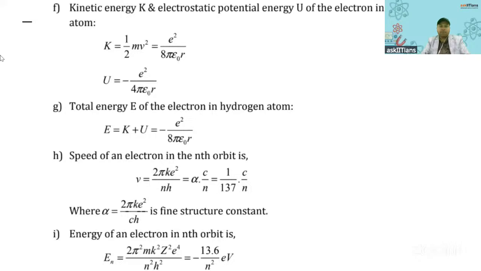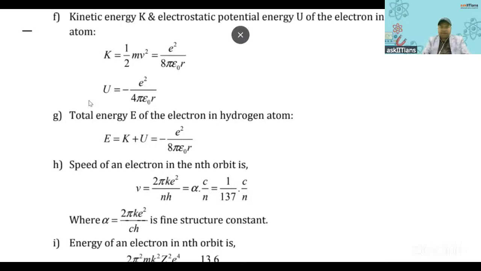You must be knowing that kinetic energy and potential energy you must be knowing, right? And also you see here the relation between them. Kinetic energy is e square by 8 pi epsilon naught r. Potential energy is minus of e square by 4 pi epsilon naught r. Which is greater? Potential or kinetic energy? Potential energy is greater, right? So I can write what? Potential energy is minus twice of kinetic energy. Can I say that? Right?